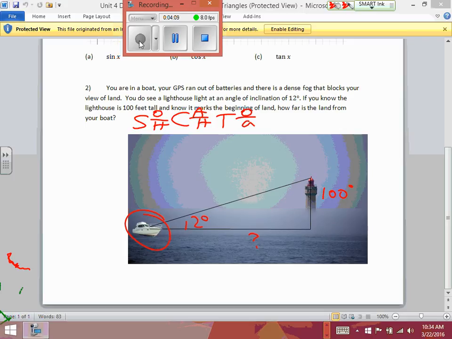SohCahToa. This is where we're watching the movie from this yacht. Anybody see the movie The Wolf of Wall Street? Yeah, you shouldn't have. Bad for you. Moving on. In any case, they're on the boat, right?